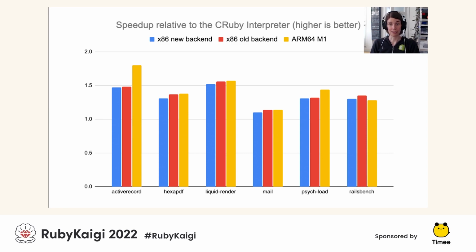But as of the time that I'm recording this talk, these results are actually 2 days old, and there's a couple of pull requests that have already been merged to improve these results. So by the time you're watching this talk, we'll be even closer with the performance of the new backend and the old backend. And my expectation is that by the time Ruby 3.2 is released, the new backend is probably going to be performing the same or even slightly faster than the old backend on x86.